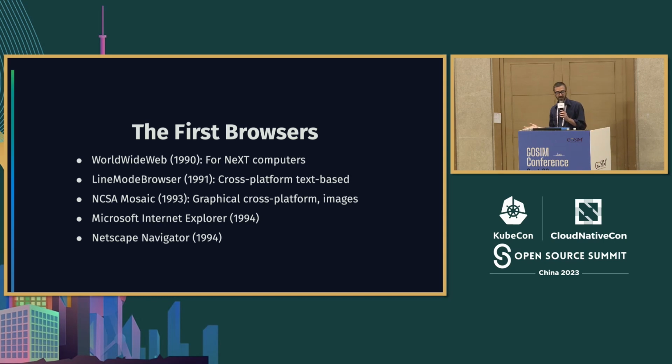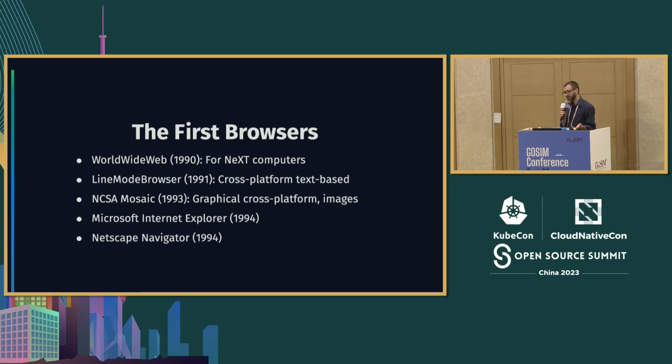So the next year, there was a cross-platform browser made called the Line Mode browser. And this was the first browser that was made for multiple operating systems. It worked cross-platform. The thing was, it was text-based. So if you've ever used the browser Lynx, that's a spiritual descendant of this Line Mode browser.